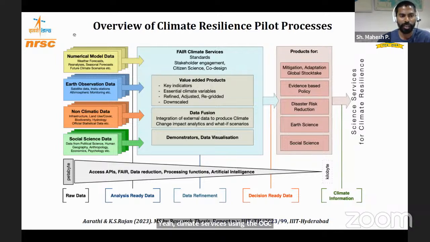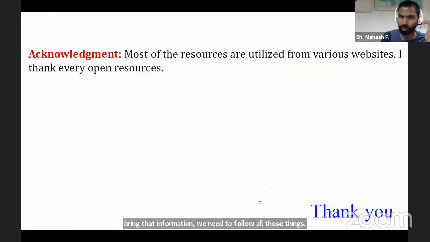When it comes to, for example, information, it is only in terms of kilobytes. But to create this kilobyte information, we need to have petabytes of information, and it goes through different processing chains to give this information, as everybody can understand. To bring that information to that level, we need to follow all those things. So we are going to do this work very soon.